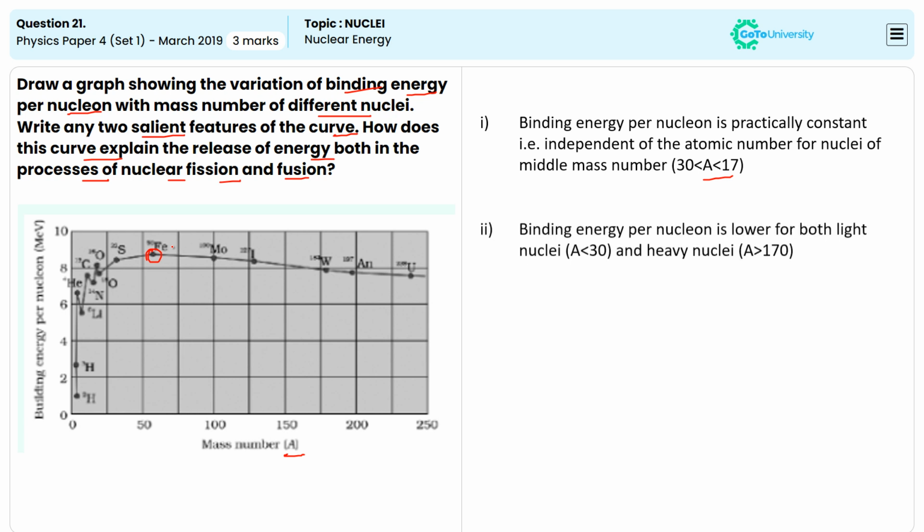Second point is the binding energy per nucleon is lower for both light nuclei, A less than 30, and heavy nuclei, A greater than 170.